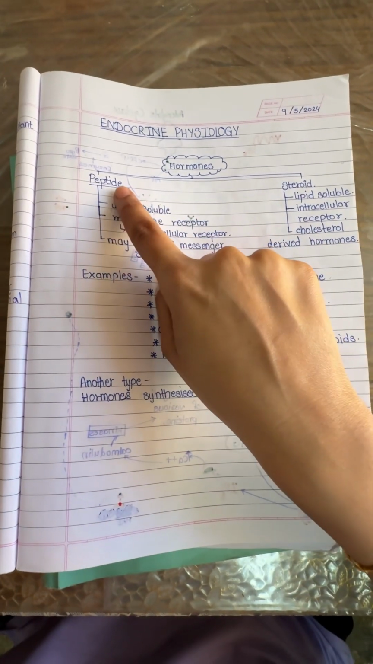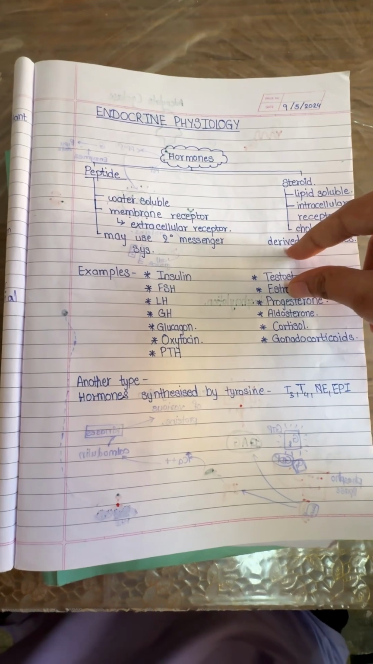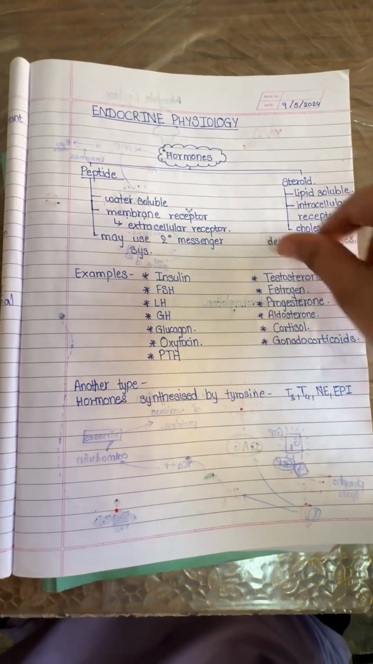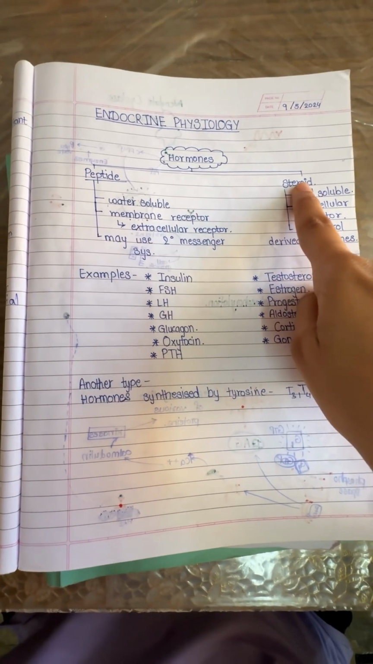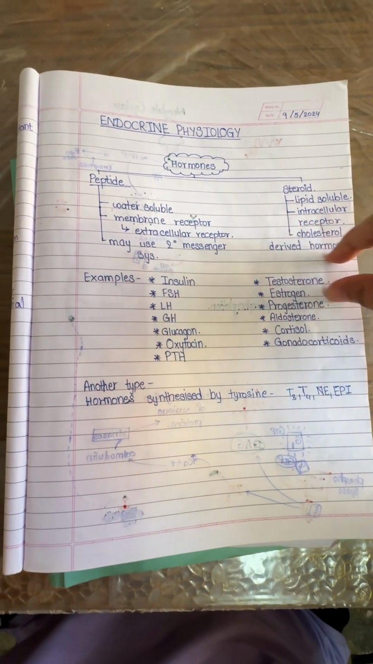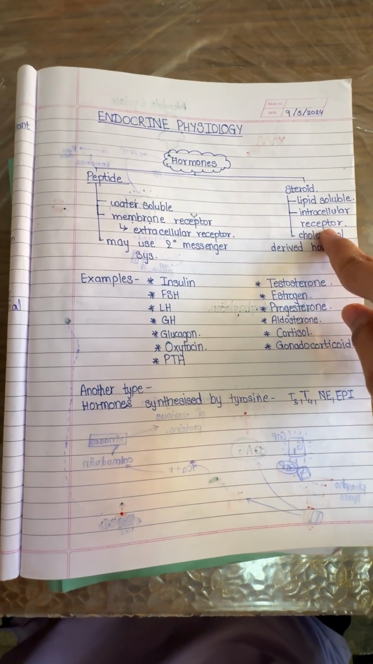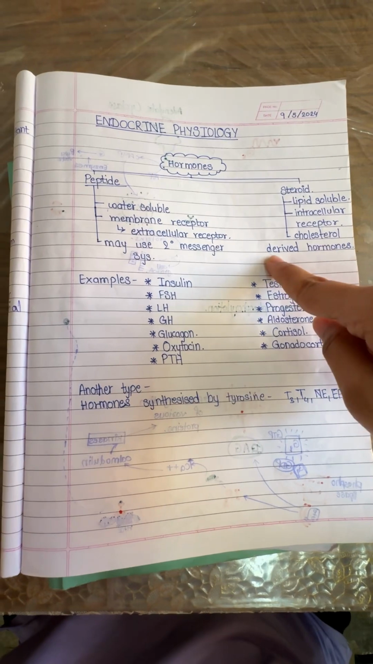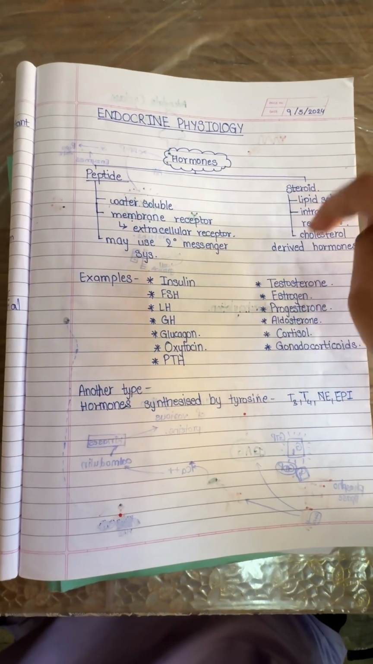Means basically they interact with membrane receptors, extracellular receptors which are present at the cellular membrane, and may use secondary messenger systems to interact with the nucleus. Whereas steroid hormones are lipid soluble, so because of that they can cross the phospholipid bilayer and hence have intracellular receptors. These are cholesterol derived hormones, and these usually interact with the nucleus directly.